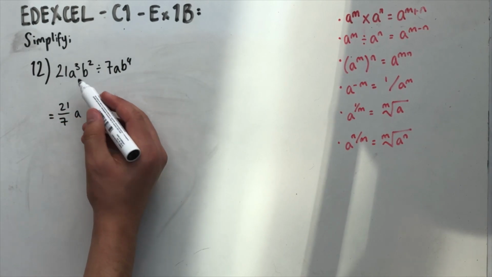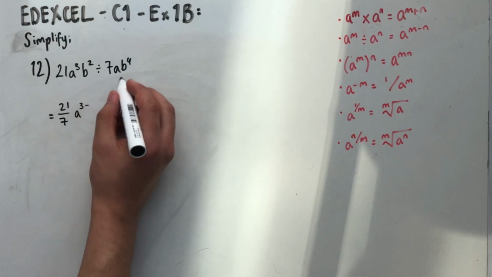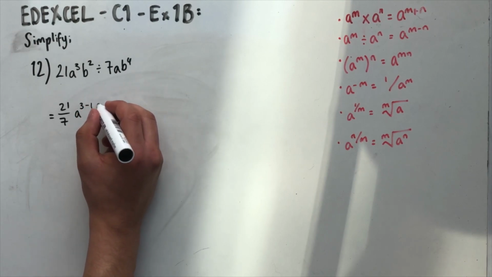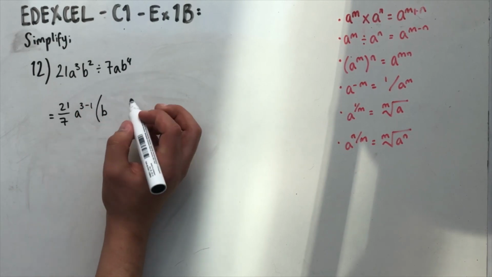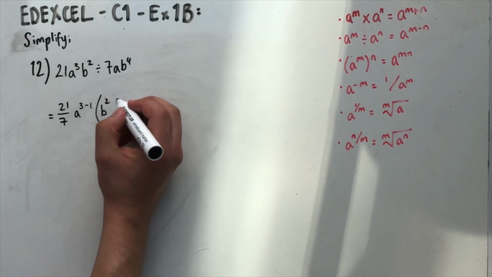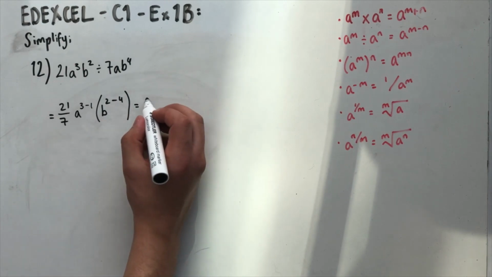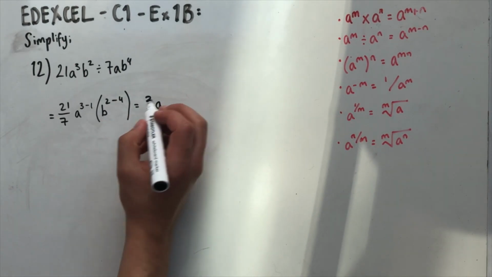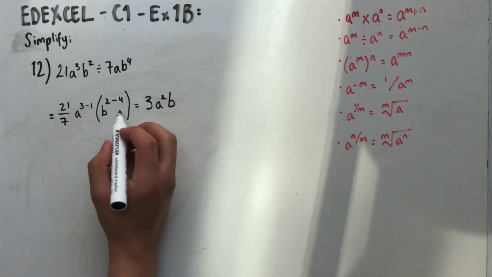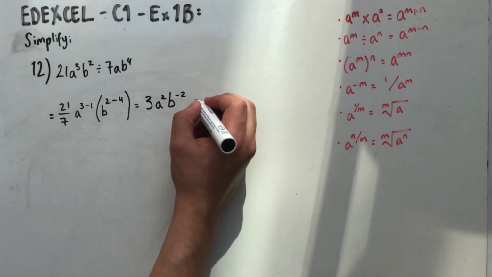Now we'll deal with the letter a. So we have a to the power of 3. And because we're dividing, we take away a to the power of 1, so we just take away 1. Dealing with the b's, we have b to the power of 2 minus, because we're dividing, and then the 4. Simplifying this, 21 divided by 7 is just 3. 3 minus 1 is a to the power of 2, and 2 minus 4 makes b to the power of minus 2.